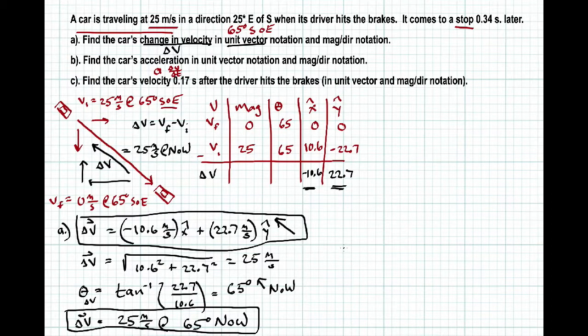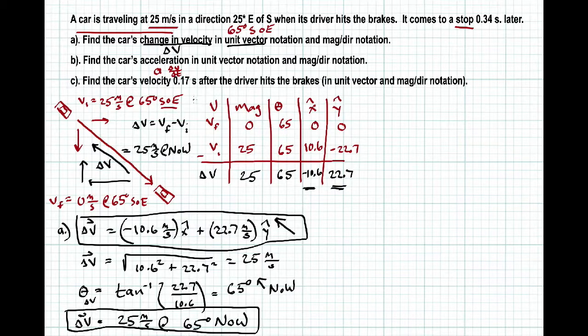Part B is asking us about acceleration. So you're saying, oh great, I probably have to do all this over again. Actually, you don't. We've done a lot of the hard work already. Oh, sorry, let me go back and fill in. Our magnitude is 25 and our direction is 65.